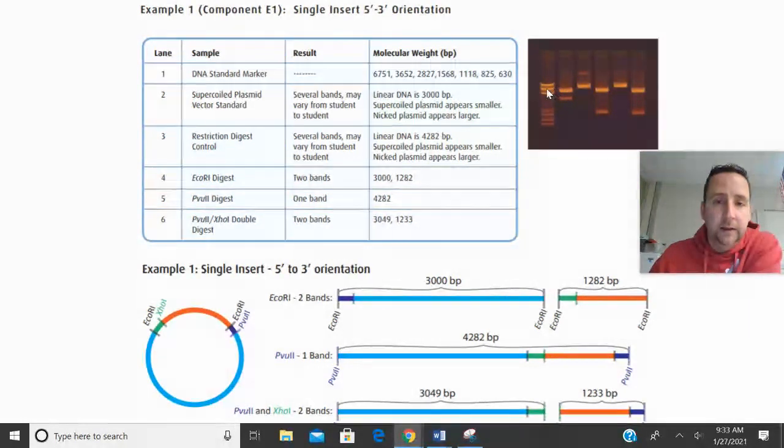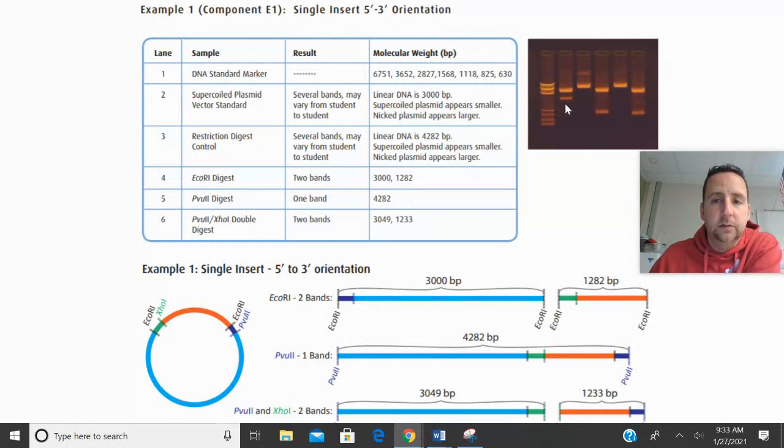If you look at these bands here, you see the sizes of 6751, 3652, 2827. This is supposed to be 3,000, so it should be between these 2 bands, the second and the third. And lo and behold, look at the bottom edge of it, it falls right between the second and the third.